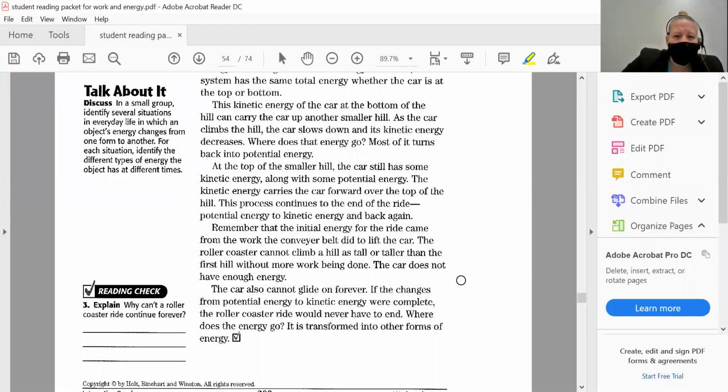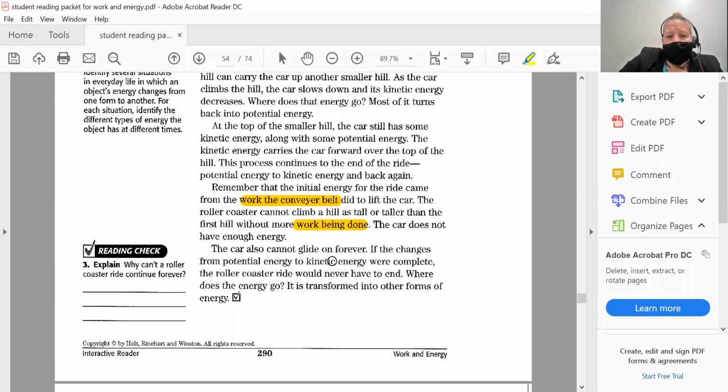Remember that the initial energy for the ride came from the work of the conveyor belt. Okay, so that's where the energy started to lift the car. The roller coaster cannot climb a hill as tall or taller than the first hill without more work being done. Okay, so most roller coasters, if you go back up higher than what you were before, they still have a belt on it that pulls you up. So the car does not have enough energy. The car cannot glide on forever.